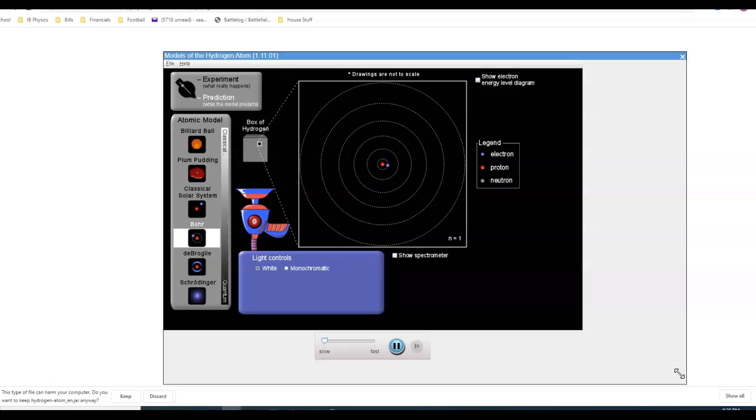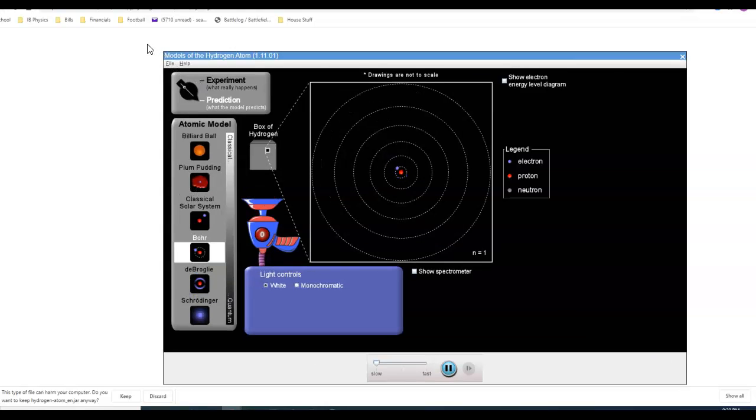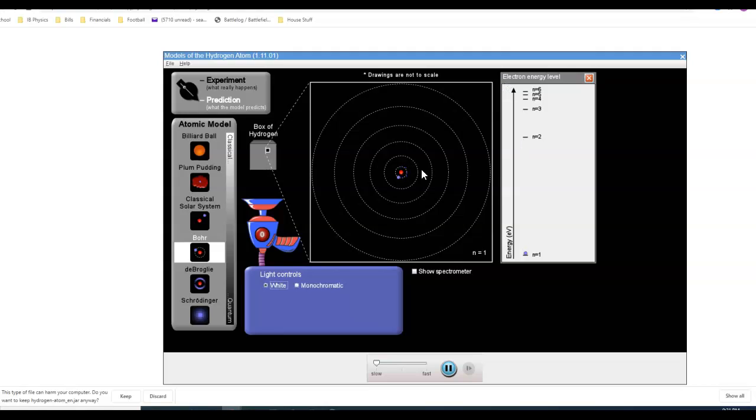Okay, so here we have the Bohr model of the atom, as you can see. And what you see, that red dot there is basically the nucleus, and the electron is kind of orbiting. Notice that it's currently in the ground state. It's in the lowest possible energy level. Okay, so this is called the ground state, or what we might call n equals 1.